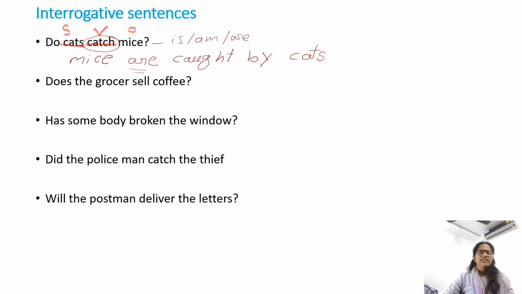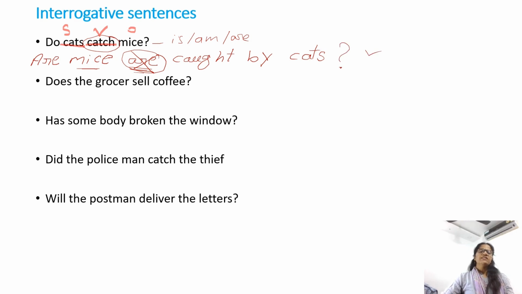How do we make it an interrogative sentence? In interrogative sentences, be form is used before the subject. So here what is the subject? Mice is the subject and what is the helping verb? Are. So this needs to be written before the subject. When you write be form or helping verb before a subject, it will become an interrogative sentence. So, are mice caught by cats?